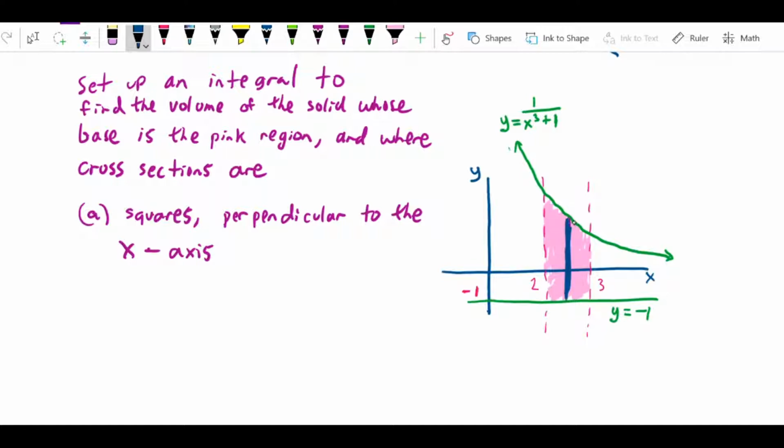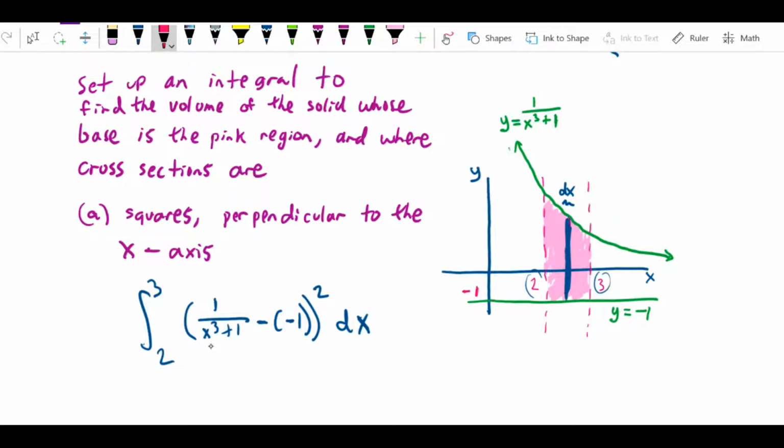What we know is that we can find this vertical distance between these two curves, which is just going to be the top curve minus the bottom curve. So let's write that here: 1 over x cubed plus 1 minus negative 1. That gives us the vertical distance, and we want to square that. That gives us the area of a square that has that length of a side, and then we want to give it some thickness in this direction, and integrate it from the lowest possible x value to the highest possible x value. Well, the lowest possible x value is this 2, and the highest possible x value is this 3.